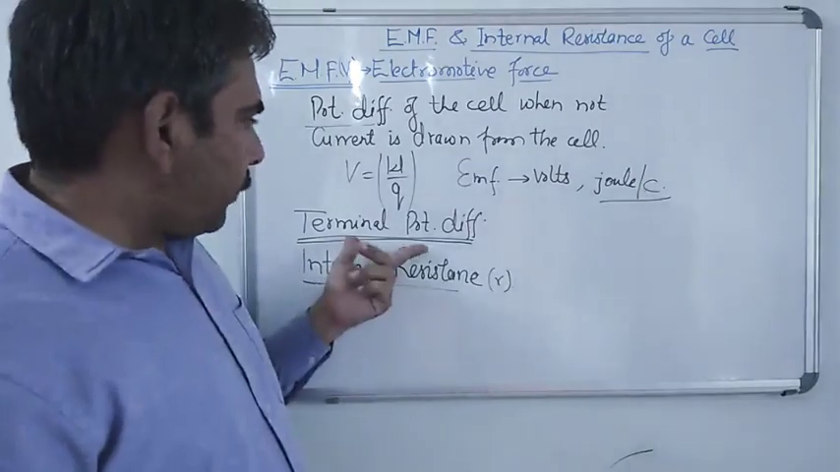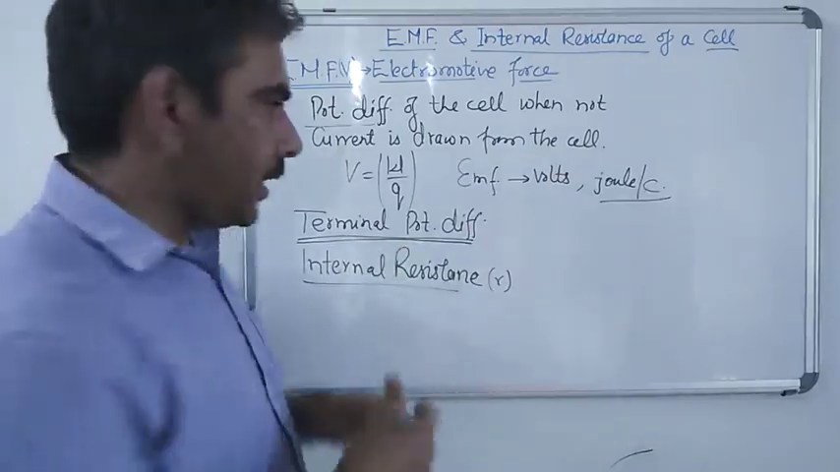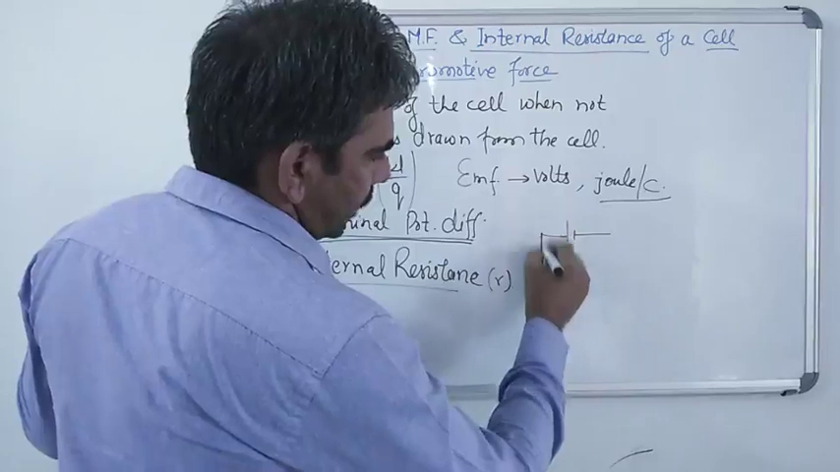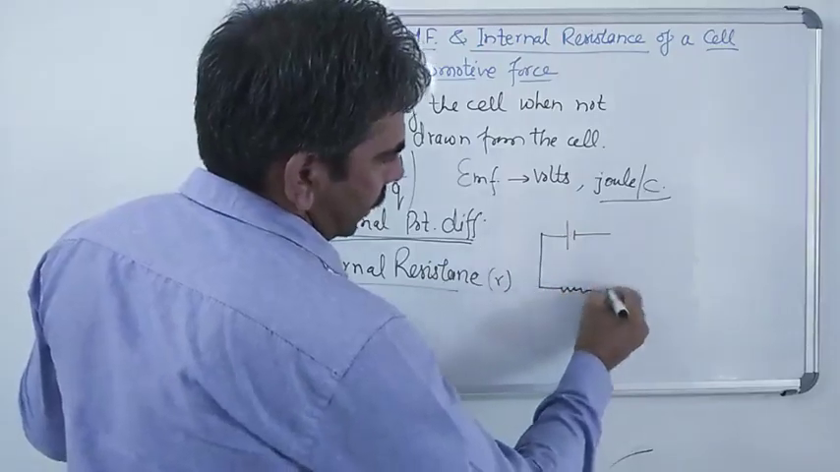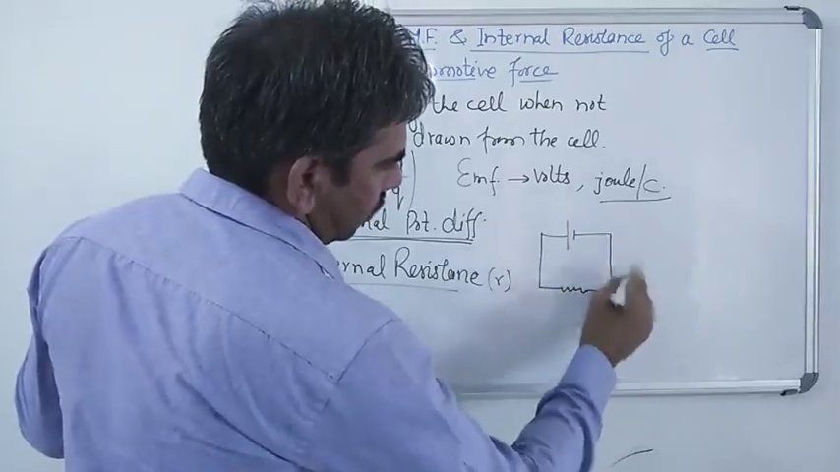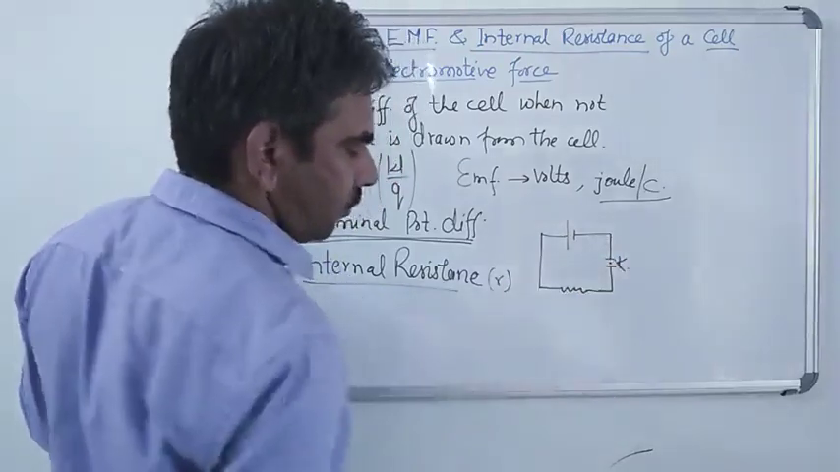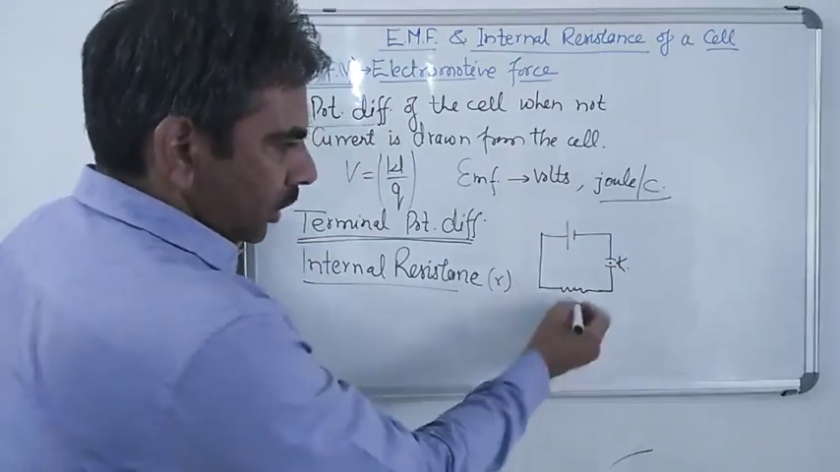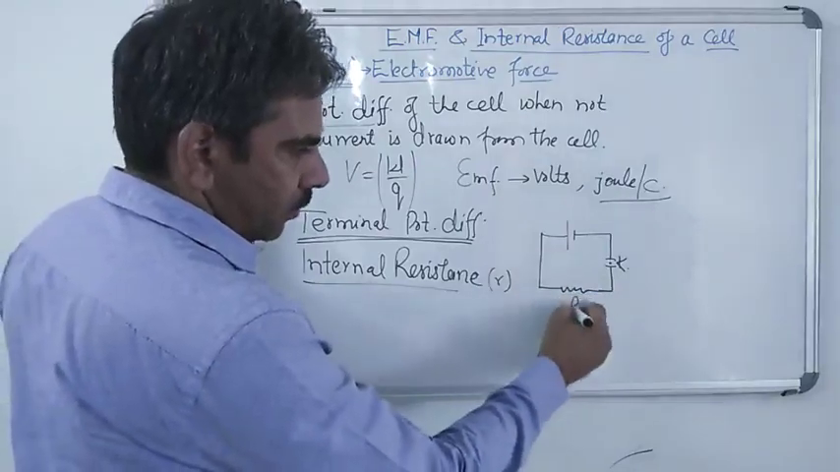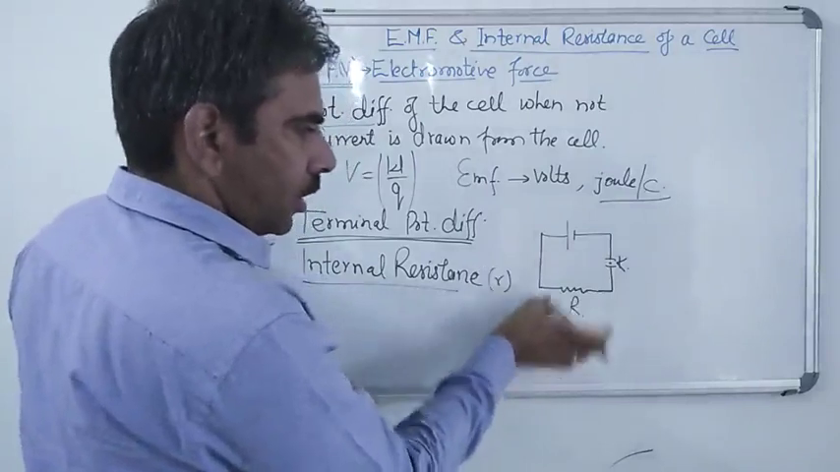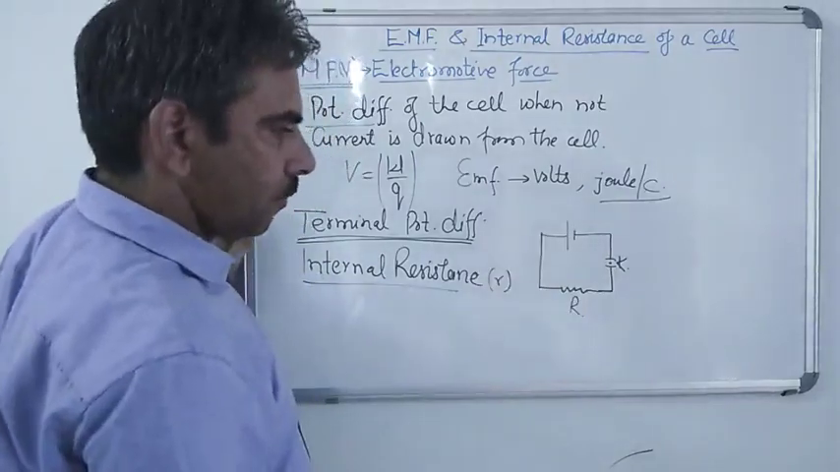So terminal potential difference is the potential difference across the terminals of the cell whenever it is getting used in the circuit. So the key here is closed. Now this component of some resistance is drawing some current from this cell, right?